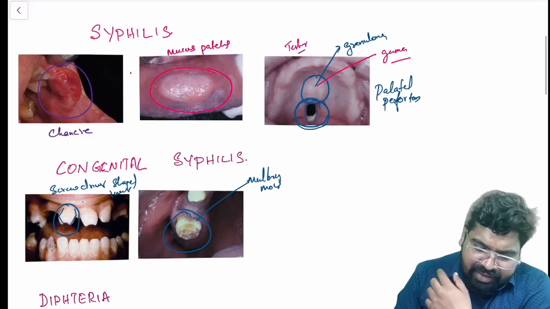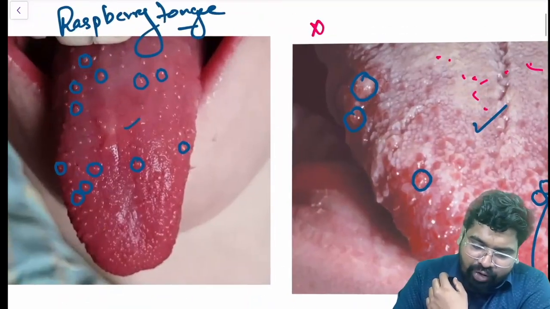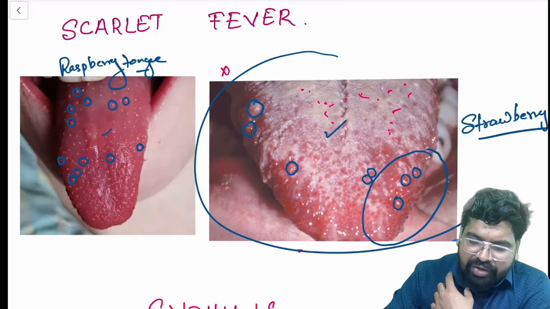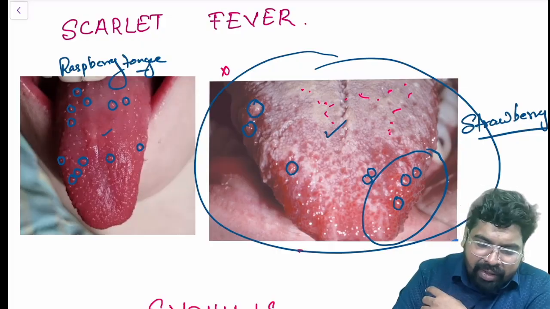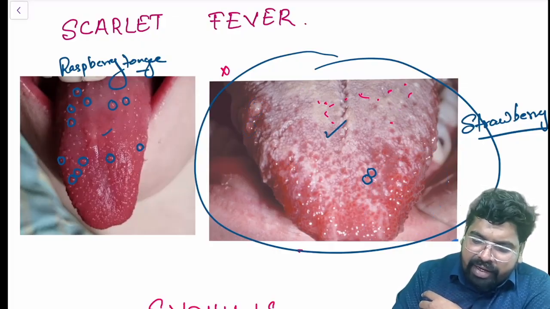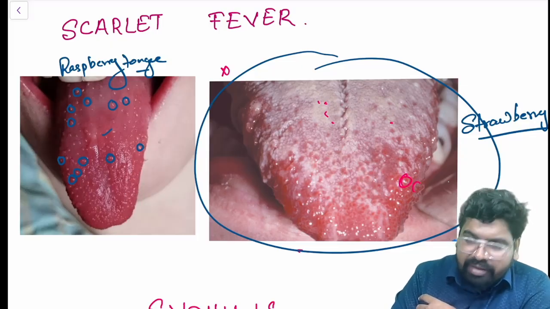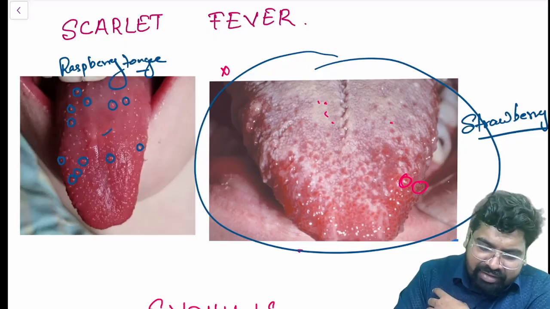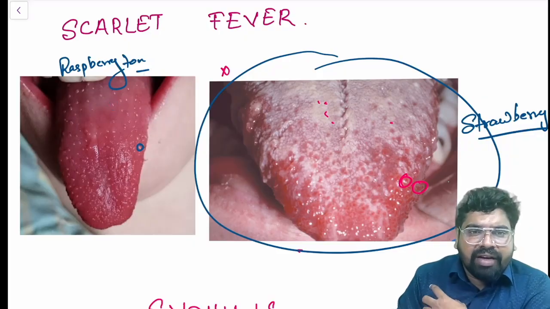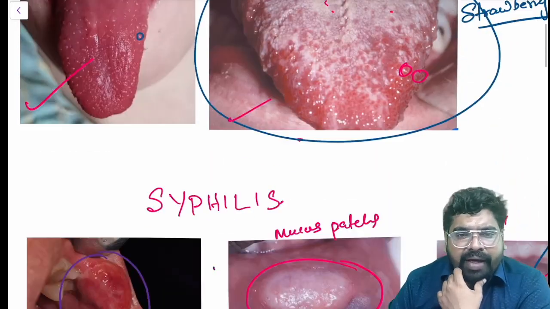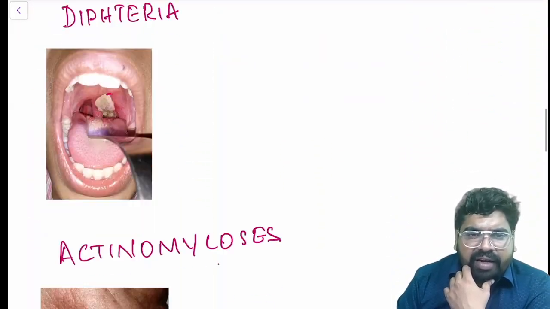We have seen syphilis and congenital syphilis. This is the strawberry tongue and the raspberry tongue of scarlet fever. In this first picture, you can see the strawberry tongue. You can see that the fungiform papillae are edematous here, and the whiteness is lost. When the whiteness is lost, it is called a raspberry tongue. The second picture is the raspberry tongue, and this is a strawberry tongue.